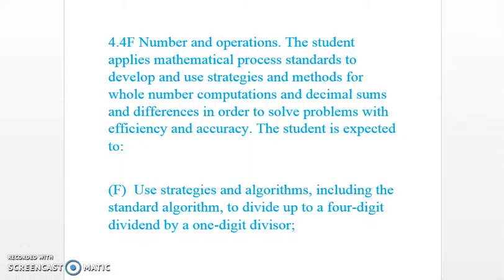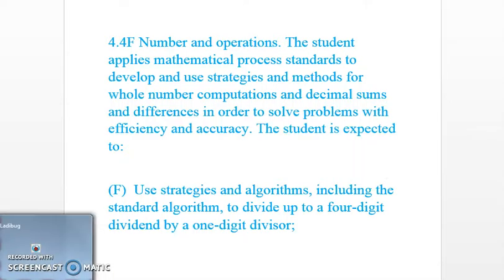Okay, let's go ahead and read together. The standard is standard 4.4F. Let's read together. Number and operations. The student applies mathematical process standards to develop and use strategies and methods for whole number computations and decimal sums and differences in order to solve problems with efficiency and accuracy. The student is expected to F. Use strategies and algorithms, including the standard algorithm, to divide up to a 4-digit dividend by a 1-digit divisor.